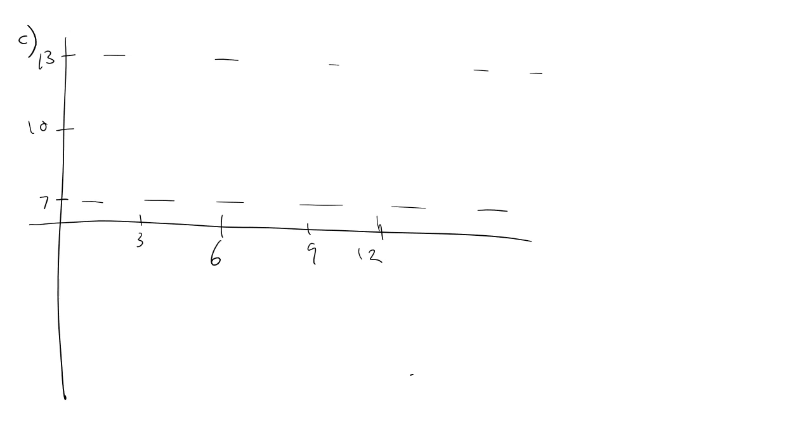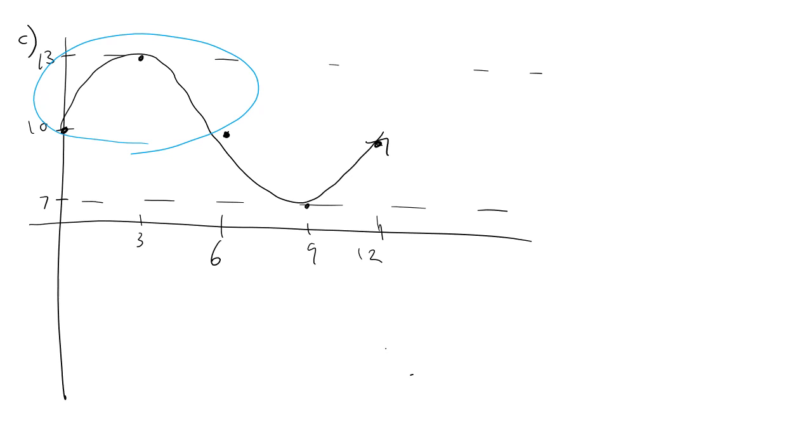Okay, so the sine graph starts on 10, comes back to 10 on 6, and goes back to 10 on 12. It goes up, it goes down. So it would look something like this, and that's one period. Okay, so we're only going to look at this part here because we want to find the greatest value of W. So this part is the maximum of the graph, 13.